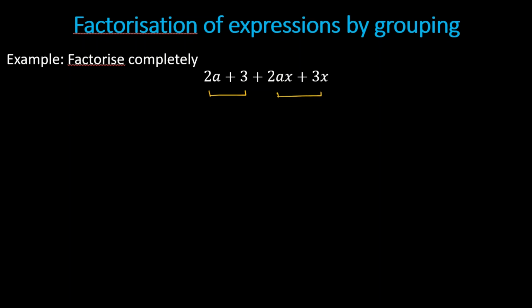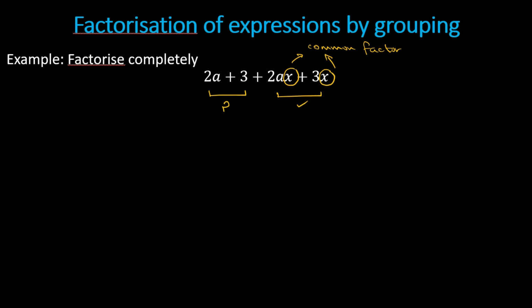What about the next two terms here? Can we easily identify the common factor? Here we have 2ax. Here we have 3x. Of course, yes. The common factor is x because in both terms we have x. So x is the common factor.